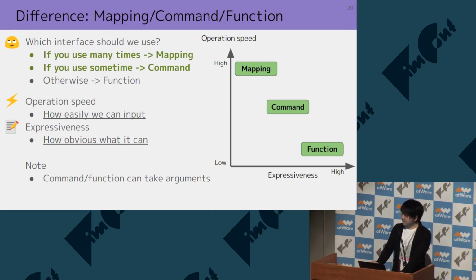So the answer is very simple. If you use a feature many times, please use mapping. And if you use a feature sometimes, just use command. Otherwise, use function. However, we have to use command or function if we would like to take arguments, because mapping cannot take arguments. But actually, mapping and command are enough for almost all operation interfaces, I think.